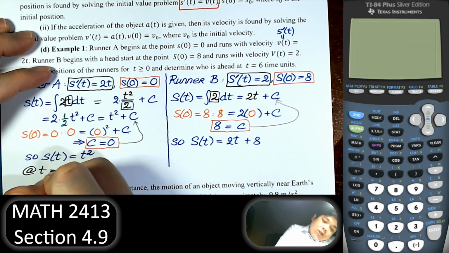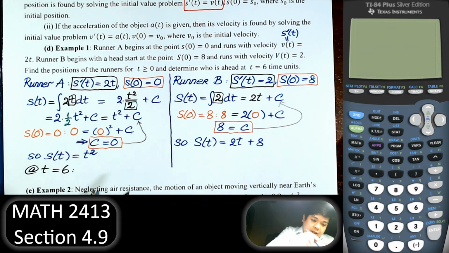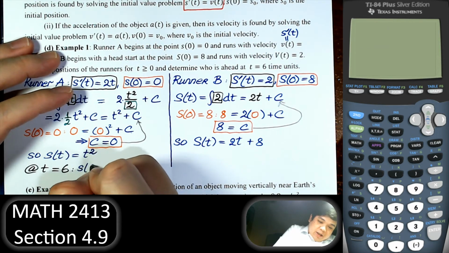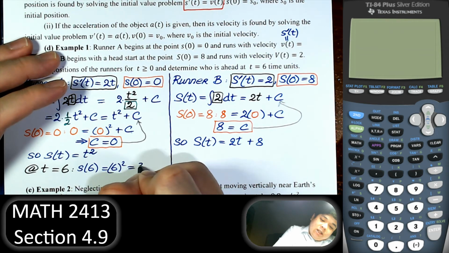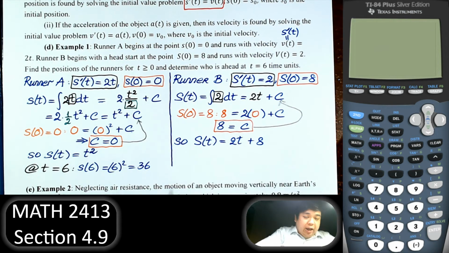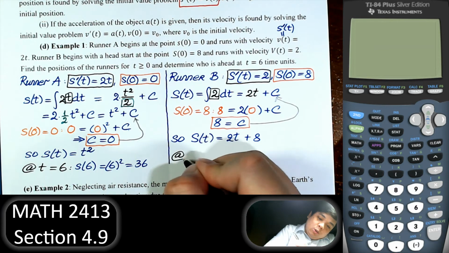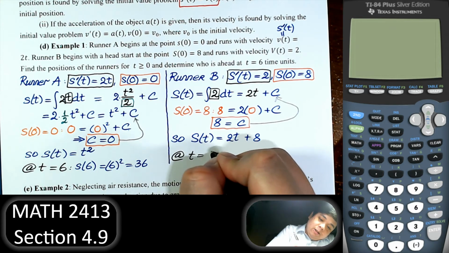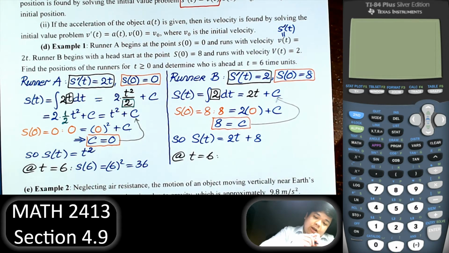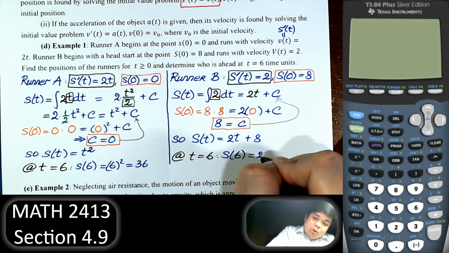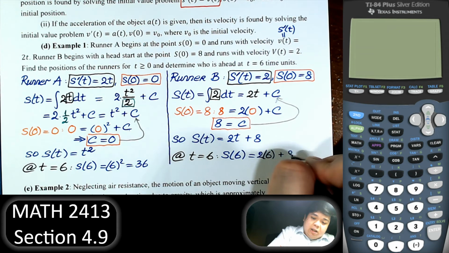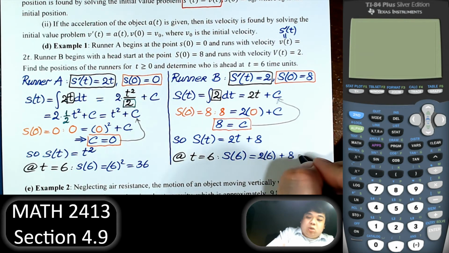At t equal to 6, s of 6 is equal to 6 squared, which is 36. And over here, at t equal to 6, s of 6 is 2 times 6 plus 8. So that is 12 plus 8, 20.